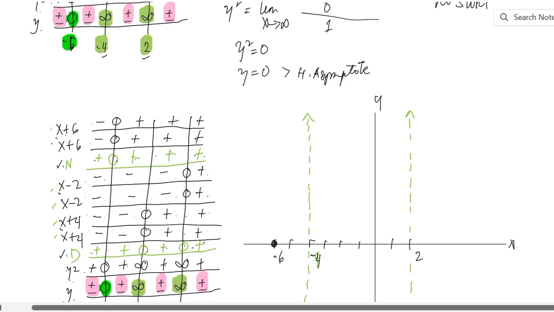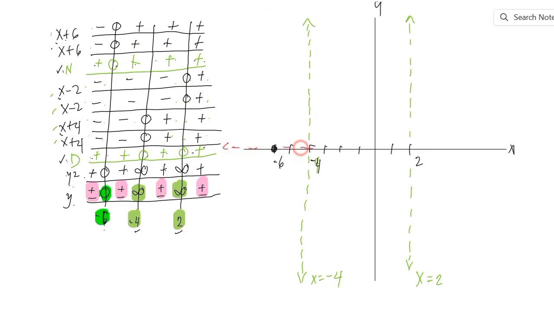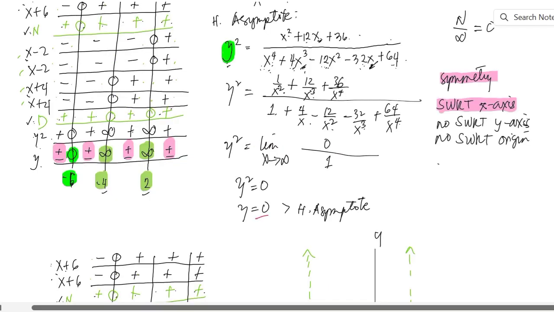For the horizontal asymptote, since y is equal to 0 is the horizontal asymptote, this only means that the x-axis is the horizontal asymptote. Since we have the intersection of the x-axis and our x-intercept at x is equal to -6, at this point our graph would cross here at (-6, 0).